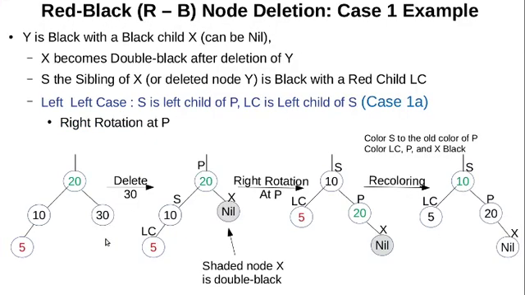For better understanding of the concept, let's go through a few examples. Consider the red-black tree on the left. We aim to delete node 30, which is colored black. Node 30 is a leaf node, so its children are nil and they are considered black.